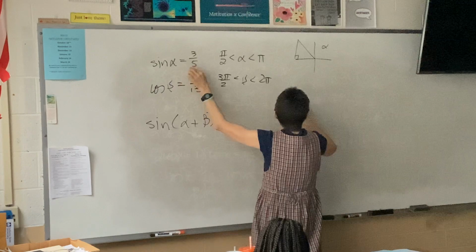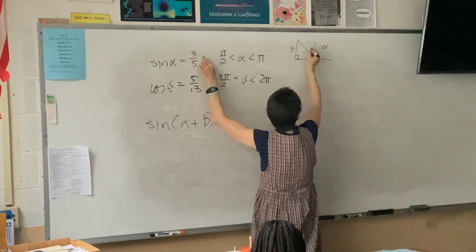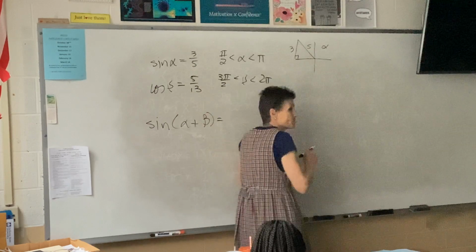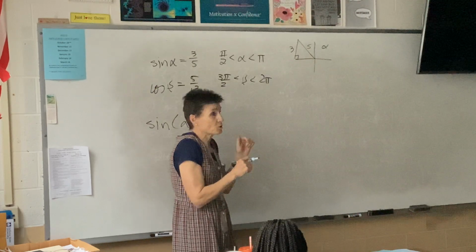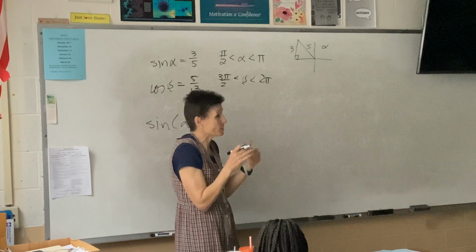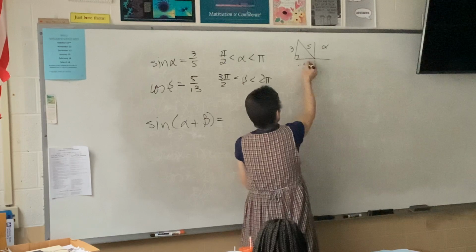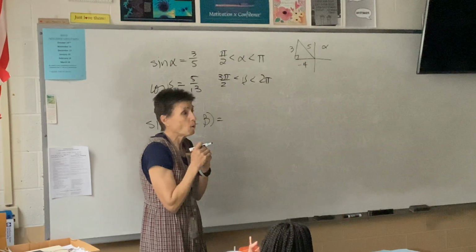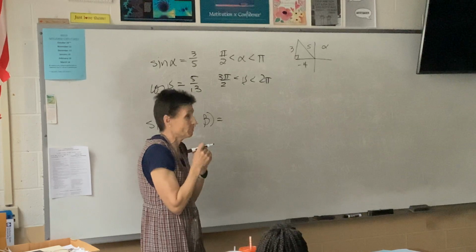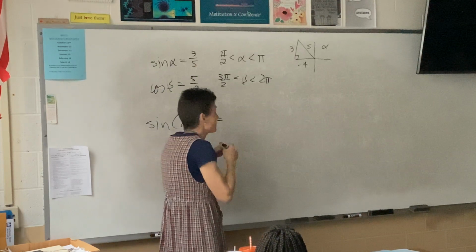And what do I know about this triangle? Opposite is 3 and our hypotenuse is 5, which means I can do the Pythagorean theorem, 4. And it's actually -4. Please watch your signs. If you're not in quadrant 1, something will be negative, right? Okay. Do the same thing for beta.